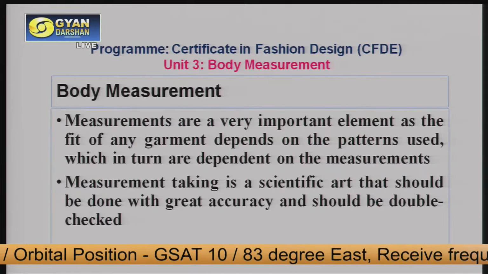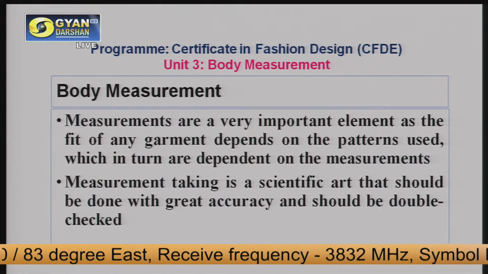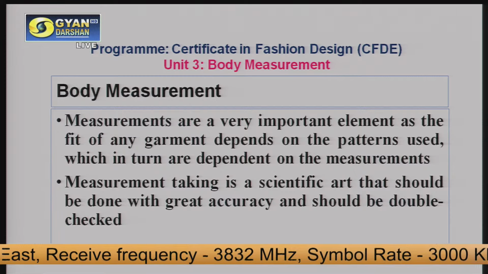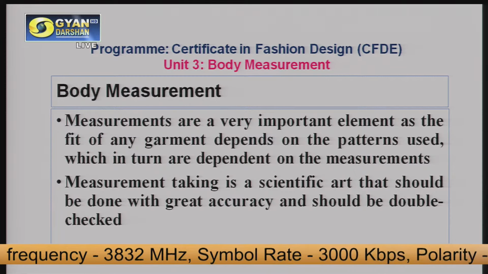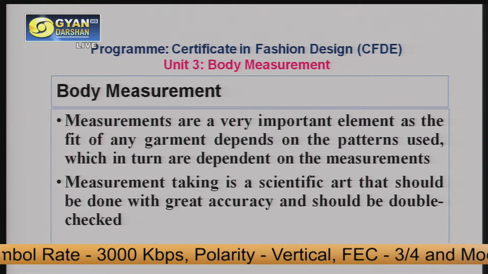Measurements are a very important element, as the fit of any garment depends upon the pattern which we use, and which in turn is dependent upon the measurements we take. So if we are not able to understand how many landmarks there are and how we will take the body measurement, we cannot create a good pattern. And if the pattern which we have made is not good, it will not give a proper fit to the garment.